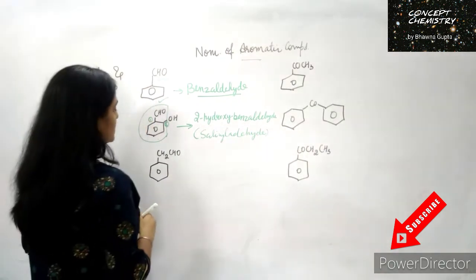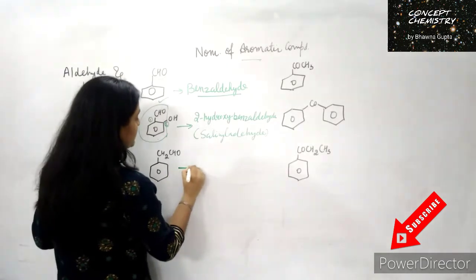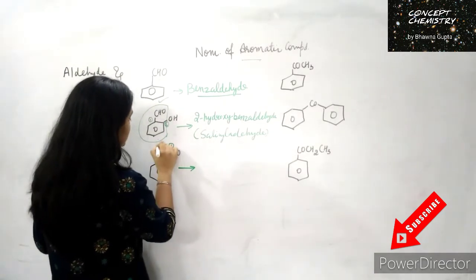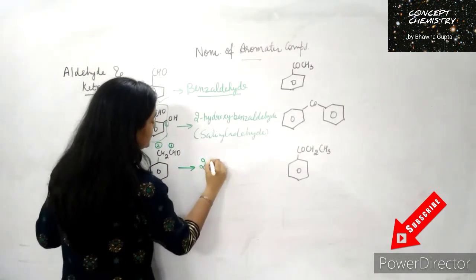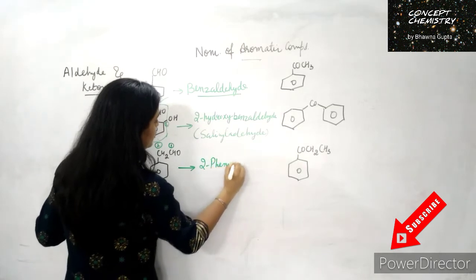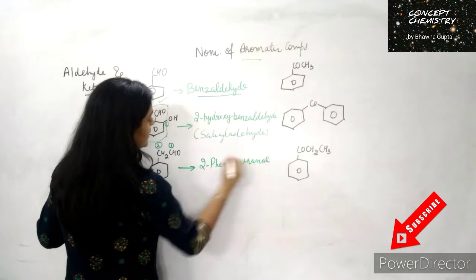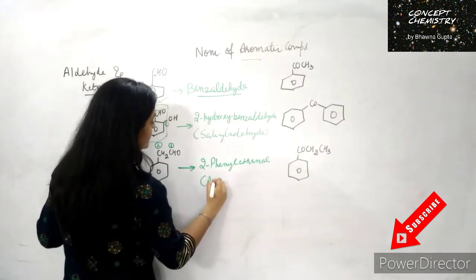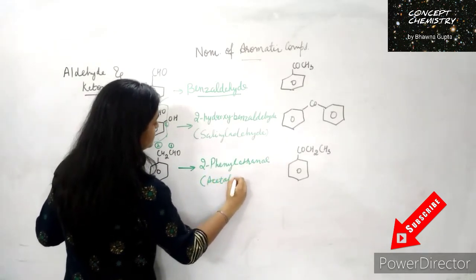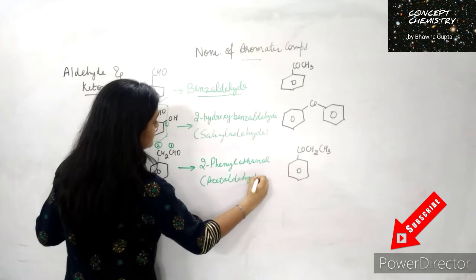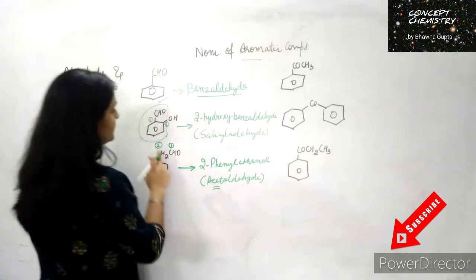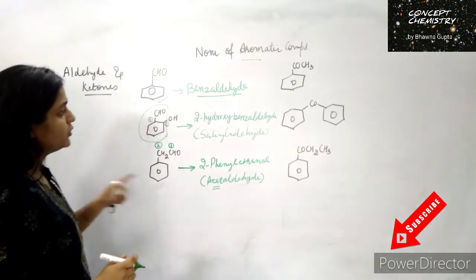So the name of this compound: this is 1 position, this is 2 position. At 2 position we have phenyl, 2-phenylethanal, or the common name is phenylacetaldehyde. Is it clear to you?